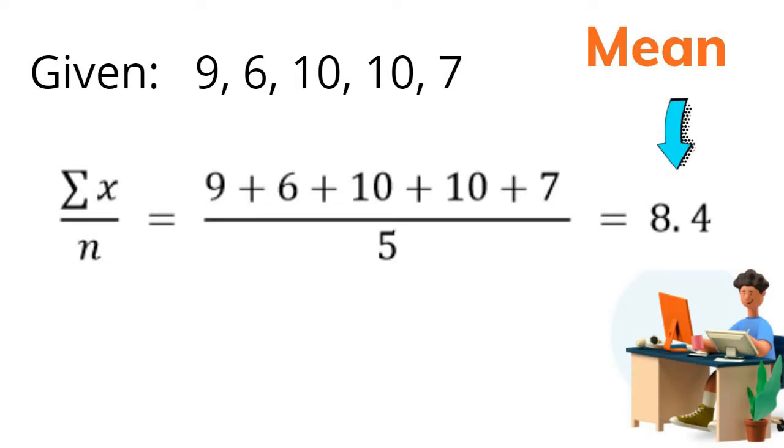And how are we going to find the mean? You just simply add up all the given numbers. So we have here 9 plus 6 plus 10 plus 10 plus 7, so these are the numbers in the set, divided by 5 because we have 5 numbers in the given list. So the result is 8.4, and this is the mean of the given data.